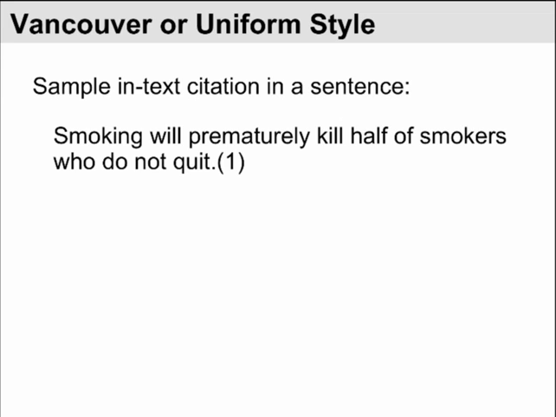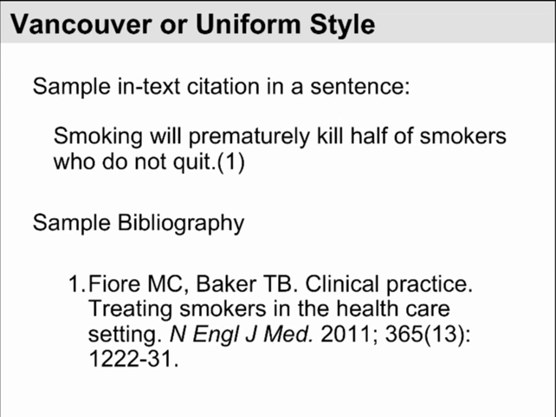Here is an example of a sentence with an in-text citation using the uniform style. Smoking will prematurely kill half of smokers who do not quit. Notice that the number at the end of the sentence is surrounded by parentheses. This would refer the reader to the bibliography or references from which this sentence was paraphrased. Treating Smokers in the Healthcare Setting, which appeared in the New England Journal of Medicine in 2011.